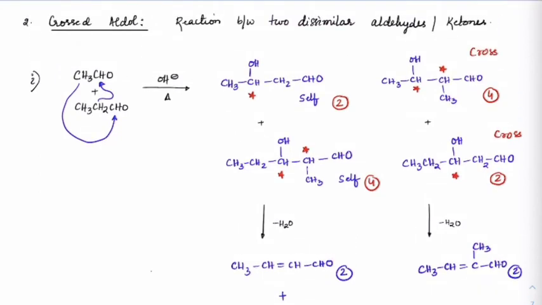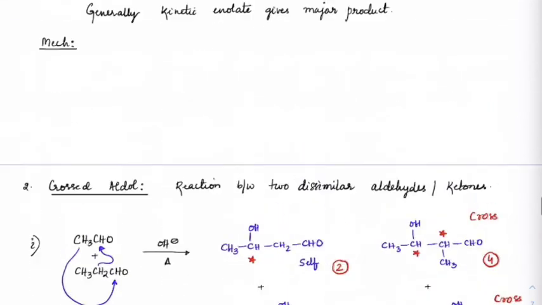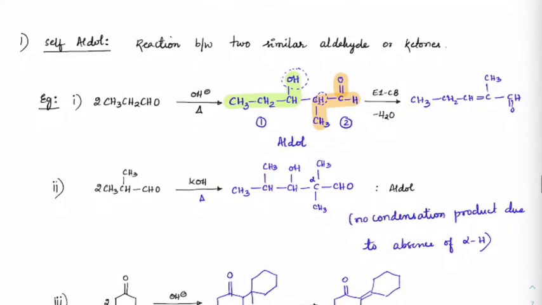During cross aldol, it's very difficult to determine what is the major product. So you will never be asked major, you will be asked total number of products in these cases. So how the products have to be formed, I hope you understood that. I want you to write from here and then I'll give few questions on cross aldol. So please write down here.